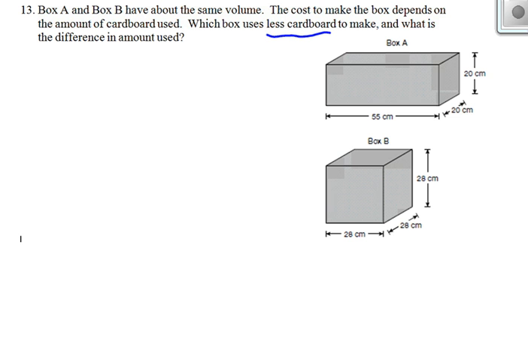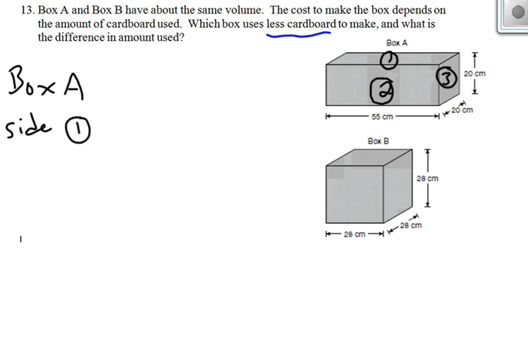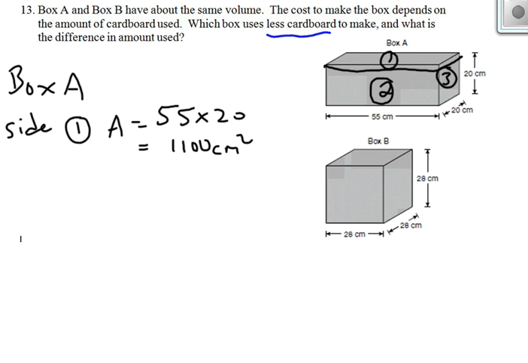So let's look at box A. Now, every box has 6 sides. There's a top, and the bottom matches it. There's a front, and the back matches it. There's a side, and the other side matches it. So really, there are 3 sides, and each side is doubled. So let's look at side 1. Side 1 has an area of length times width, so that's 55 times 20. And 55 times 20 is 1100 centimeters squared.